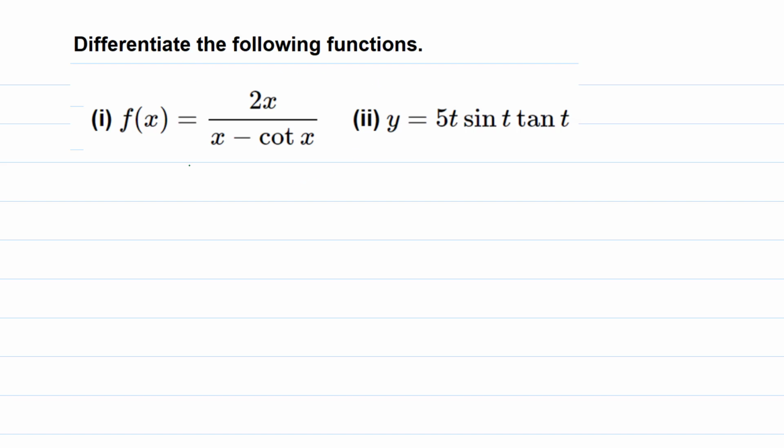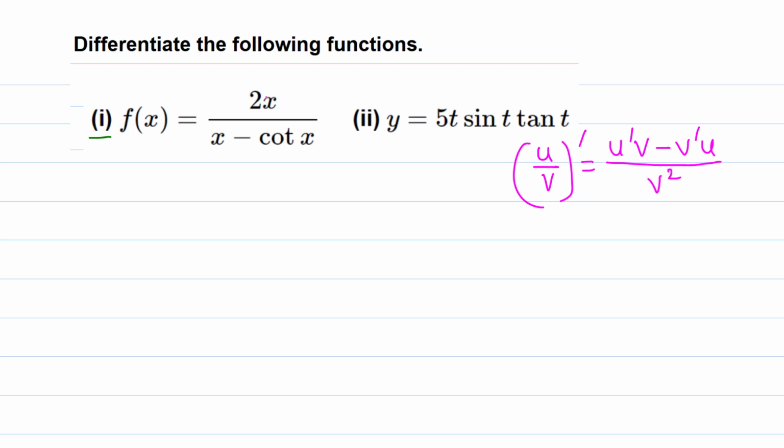Differentiate the following functions. We have part 1, a function of a fraction, and another that is a product. So let's do part 1. Fraction means we must use the quotient rule, which is when we have u over v and we want to find its derivative, that is u prime v minus v prime u all over v squared.